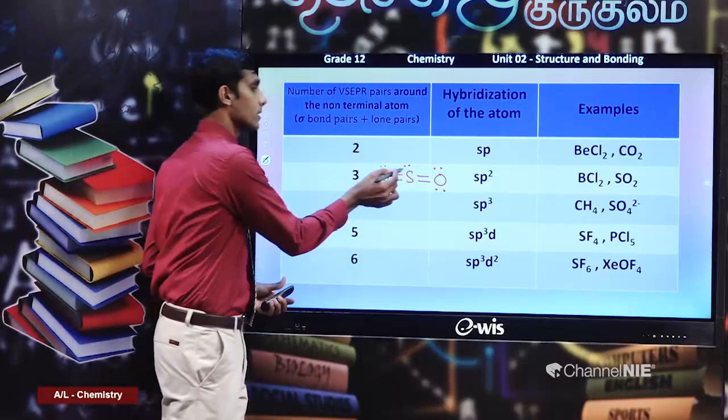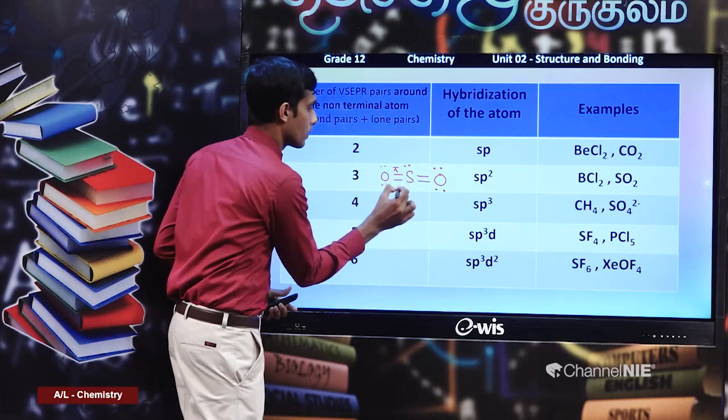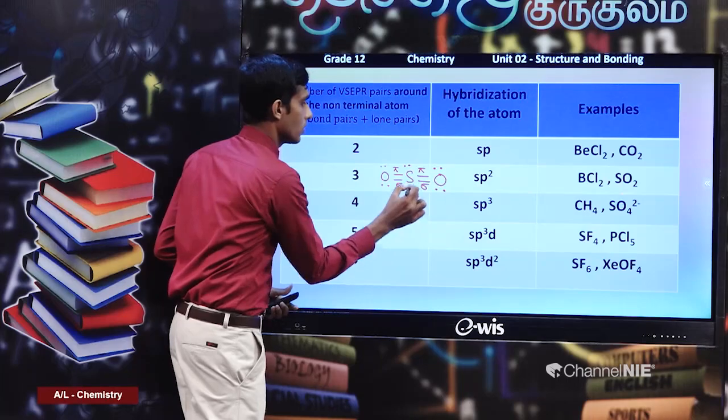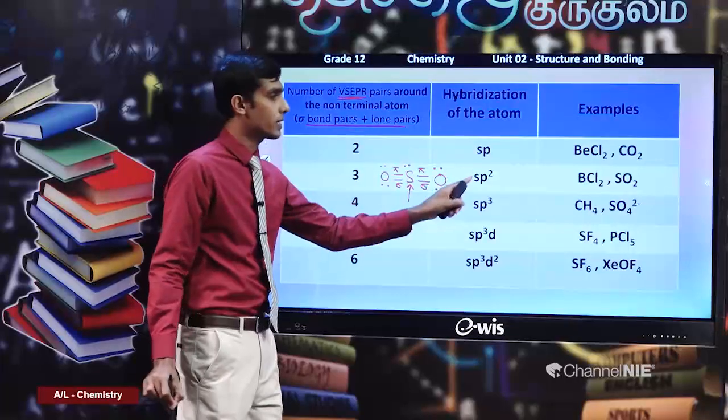For example, around this sulfur, we have this pi bond and sigma bond, pi bond and sigma bond. So altogether around this sulfur, you have one sigma bond, two, and there is a lone pair. So altogether 3 VSEPR pairs. That means sigma bond pairs plus lone pairs is 3. If that is 3, the hybridization is sp2.